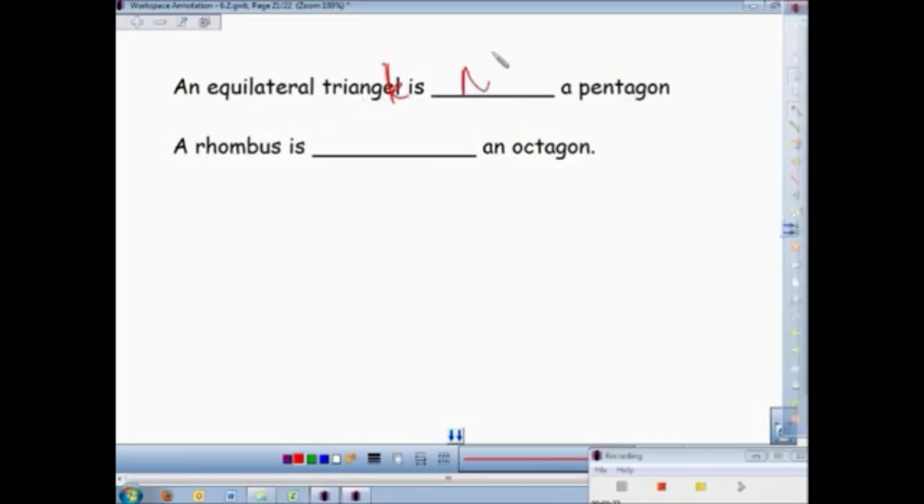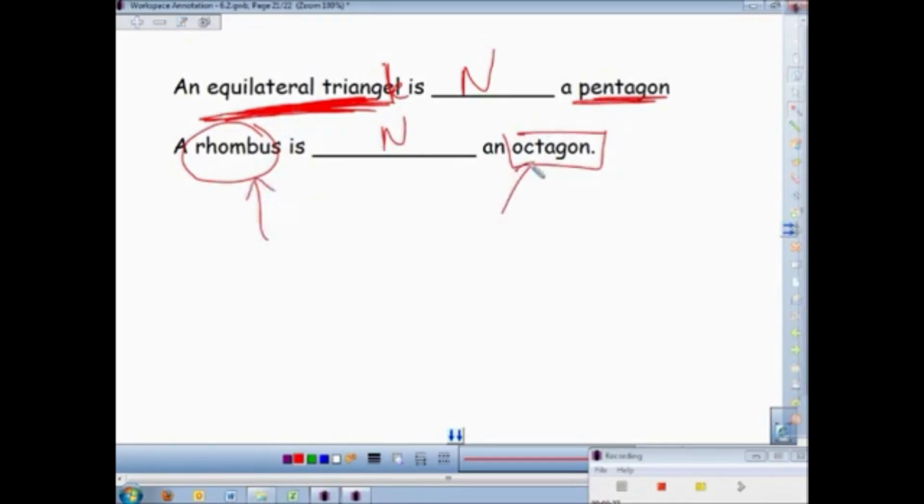Well, that answer is a never, because I'm comparing shapes. This is a triangle, this is a pentagon. They're not even the same shape. A rhombus will never be an octagon, because this has 4 sides, this has 8 sides.